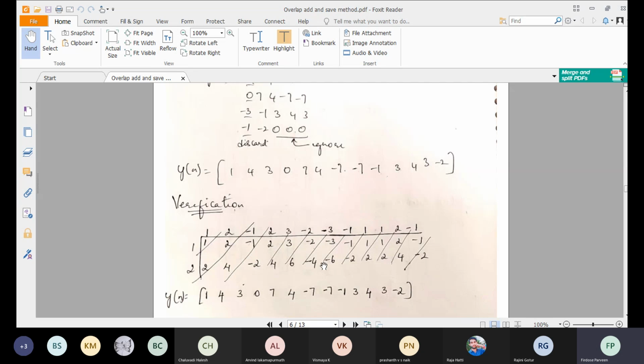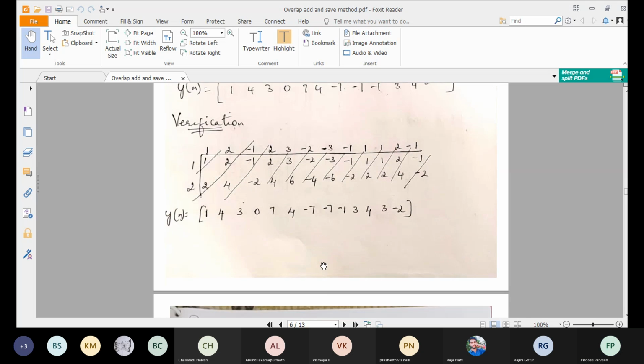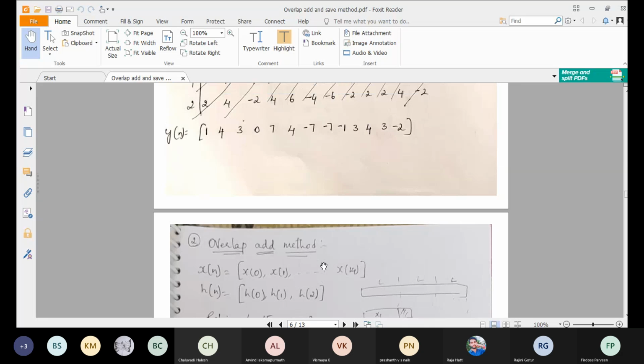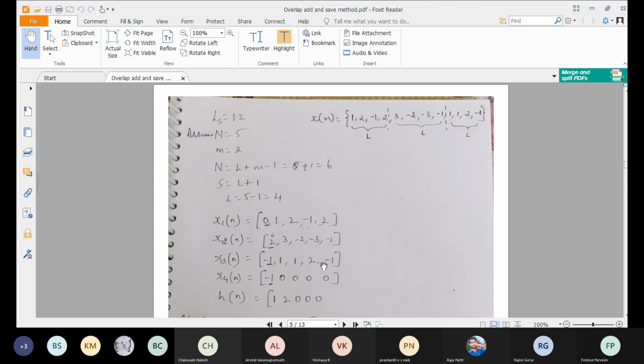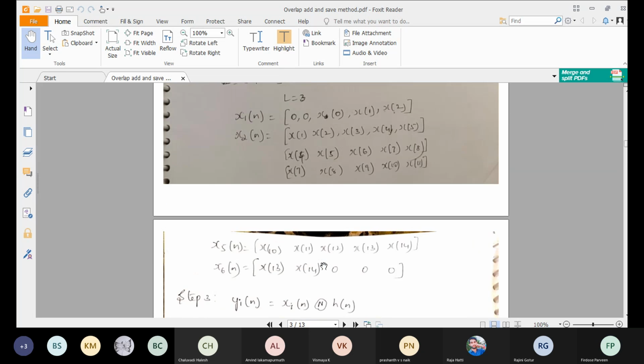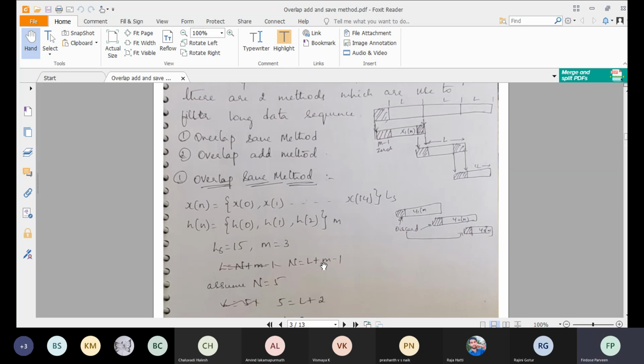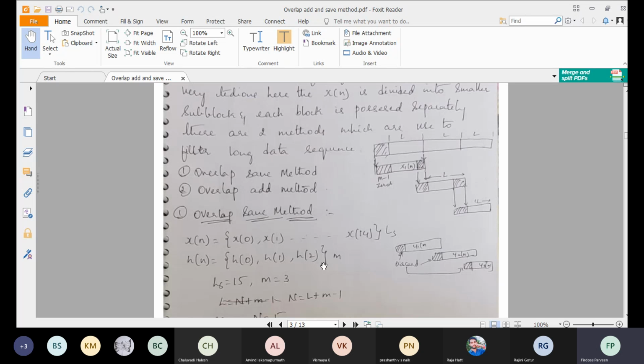So this is verification. The overlap save method as well as the overlap add method is very, very important. There will compulsorily be one question on this topic. Understood overlap save method? Any doubts? The same thing in generalized form. Sometimes they ask in a generalized way. They'll not give you one example; sometimes they may ask the theory, in the sense of how to solve in a generalized way.